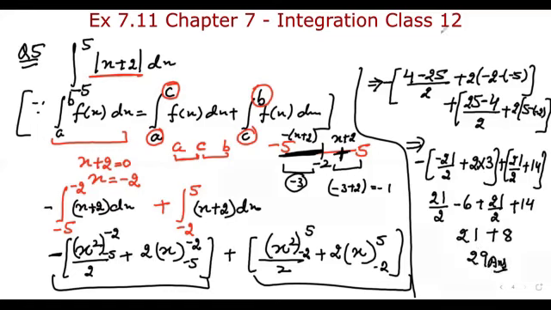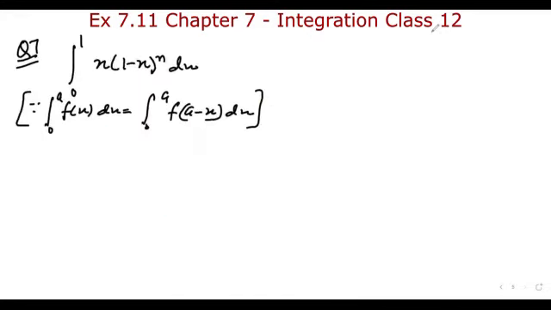In the same way, question 6 can be done. So let us now take question number 7. In this question, we have the power n, which is creating a problem in the direct integration. Let us first remove this whole power n.